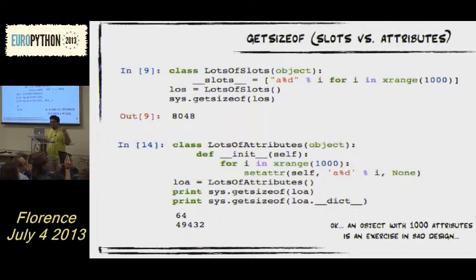Of course, an object with 1,000 attributes is just an exercise in bad design. So this is not a problem, but we have to consider that somewhat the slots are taken into account and that the dictionary is not. So if we want to implement the sizeof attribute method, we have to be extra clever to do the right thing.